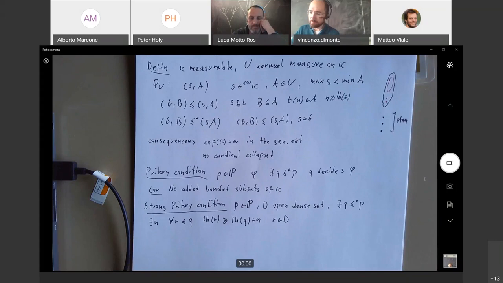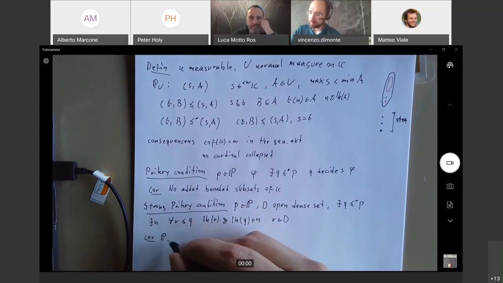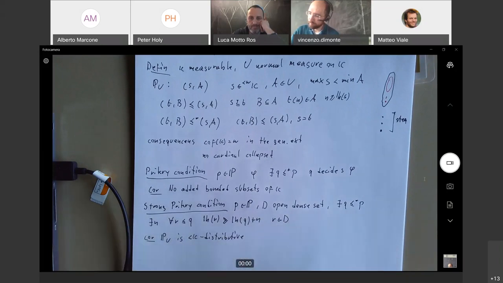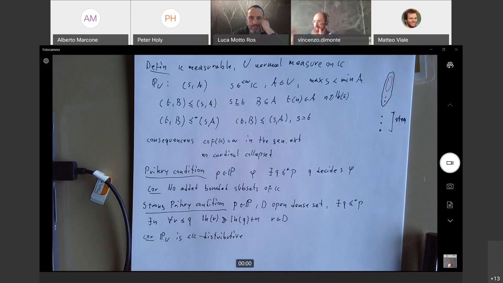Okay. So for example, this says that P_U is less than kappa distributive, because the measure is less than kappa complete. So if you have less than kappa many open dense sets, you can intersect them more and more. You just shrink once for the first dense set, twice for the second, three times for the third, etc. For less than kappa many times you can do this, the intersection is going to be in the measure, and so this is going to be a condition. But we don't care about this because if you stay in V, there are no maximal filters for this forcing.